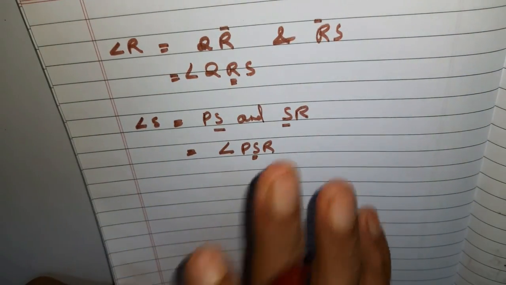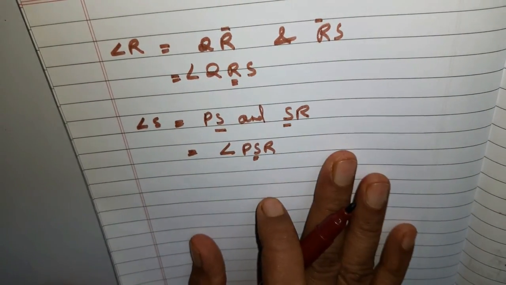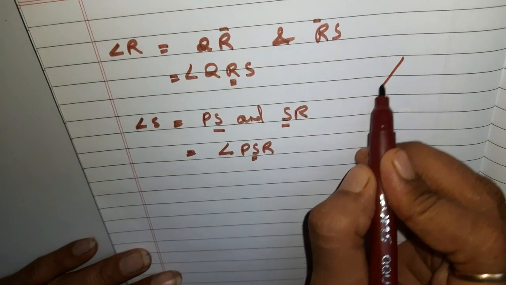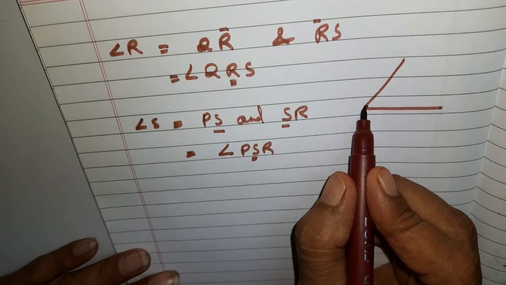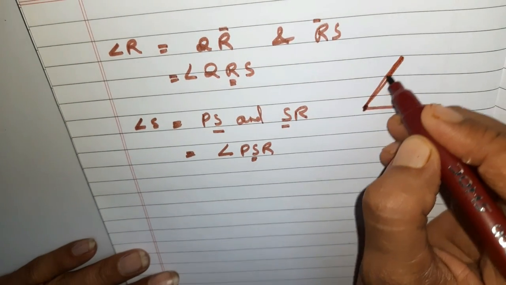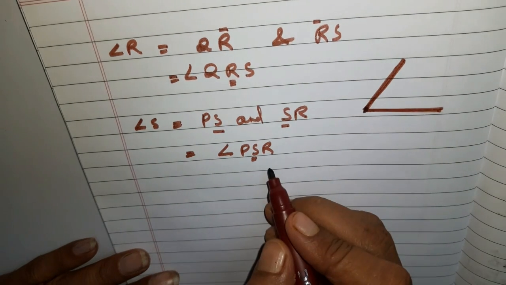Okay, so this is how we represent the angles. Whenever you are talking about an angle, you have to keep in mind that an angle has a common point in it, which is known as the vertex of the angle, and there are two sides in an angle.